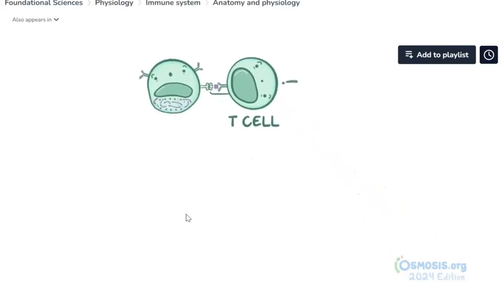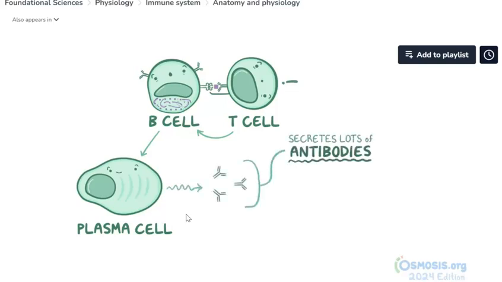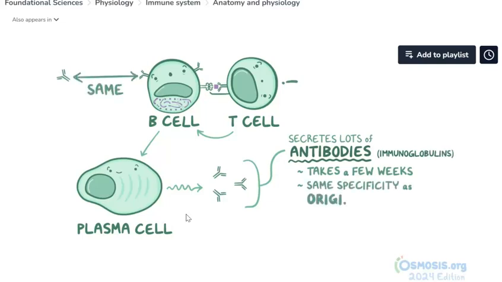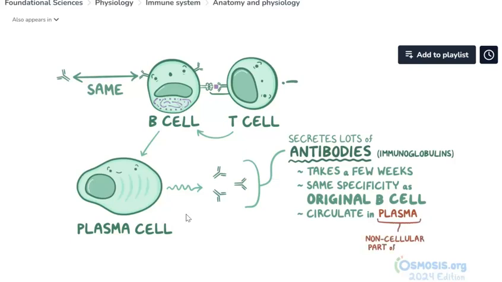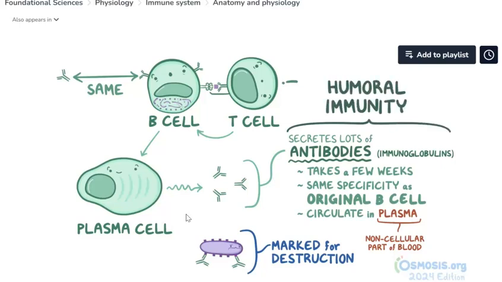When a T cell gets activated, it helps the B cell mature into a plasma cell, and a plasma cell can secrete lots and lots of antibodies. Typically, it takes a few weeks for antibody levels to peak. The antibodies, or immunoglobulins, have the exact same antigen specificity as the B cell they came from. Antibodies are just the B cell receptor in a secreted form, so they can circulate in the plasma, which is the non-cellular part of blood, attaching to pathogens and tagging them for destruction. Because antibodies aren't bound to cells and float freely in the blood, this is considered humoral immunity, a throwback to the term humors, which refers to body fluids.